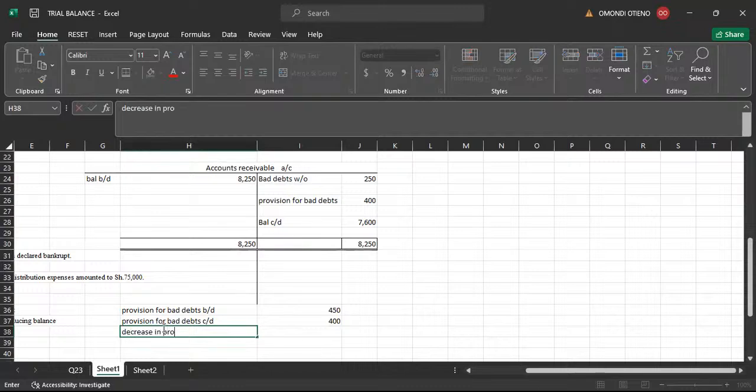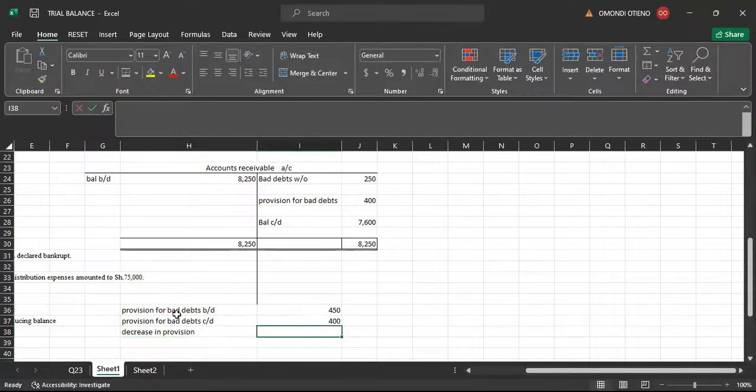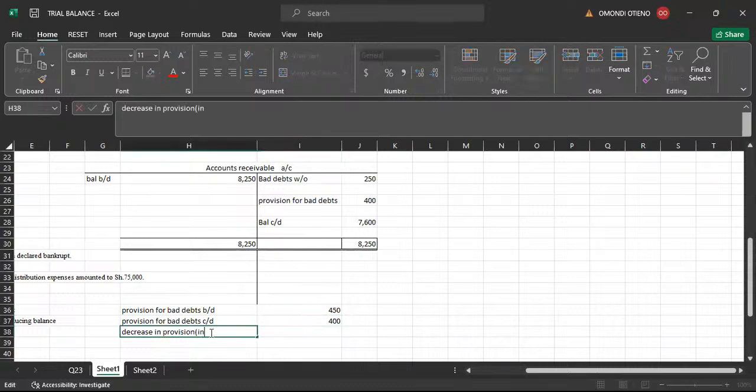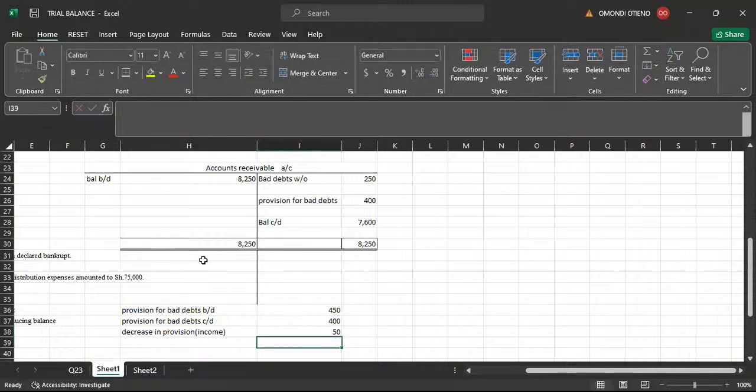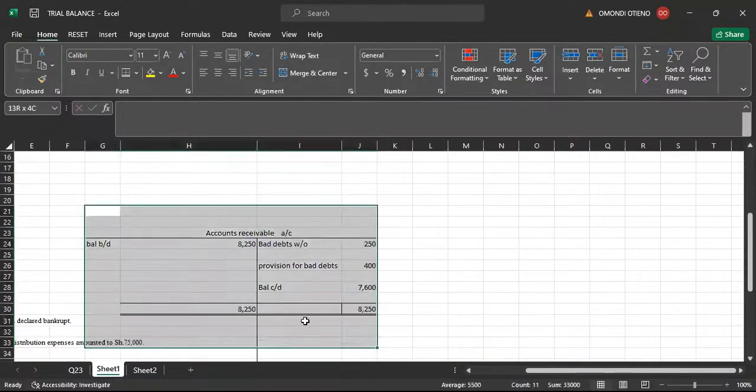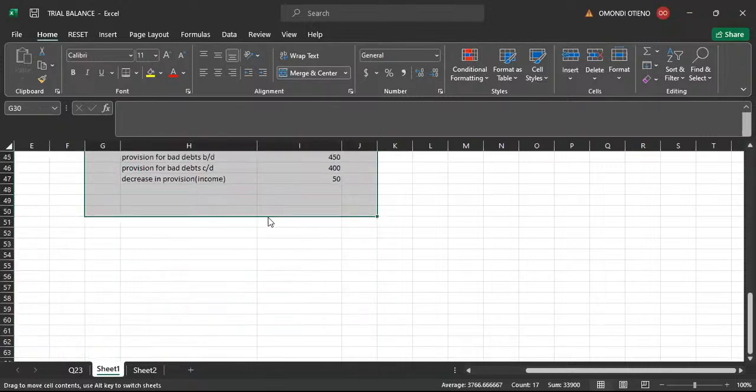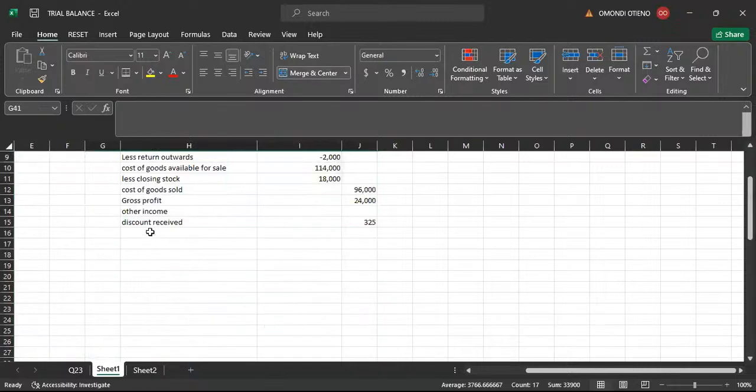That is a decrease in provision. Decrease in provision is now giving us what they provided. They anticipated that they were going to have 450 as bad debts. But then at the end of the year, they now realize that it is 400. So that is now a decrease in provision, and that decrease in provision is an income. So they have received 50. That's what we have here.